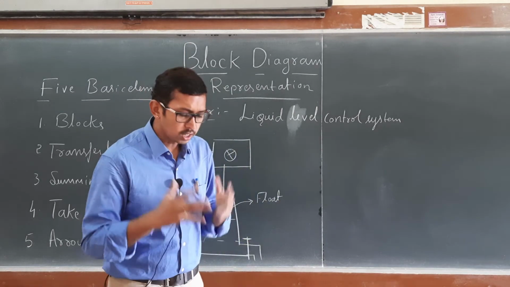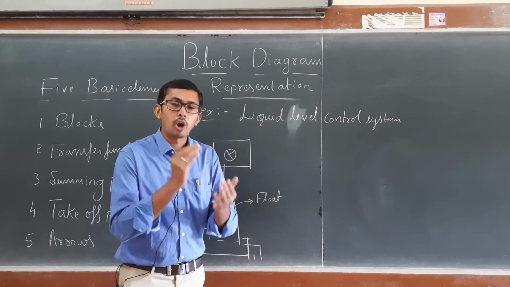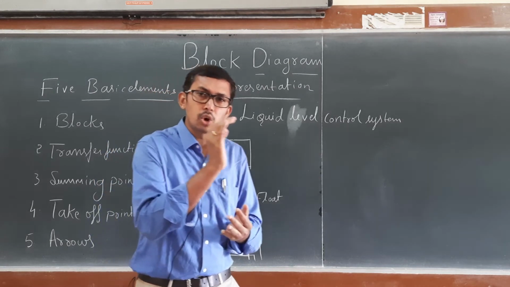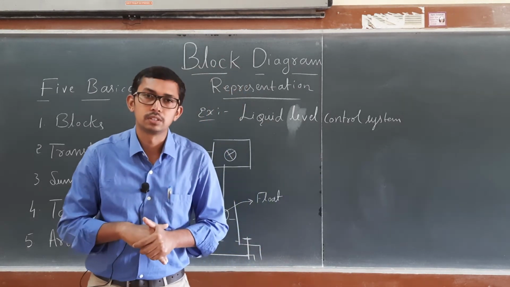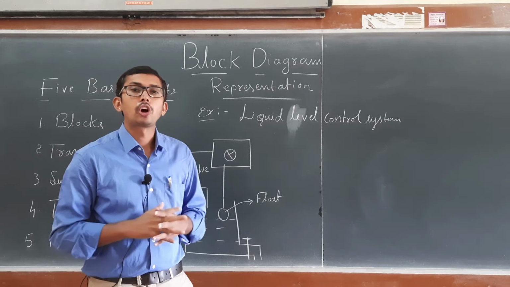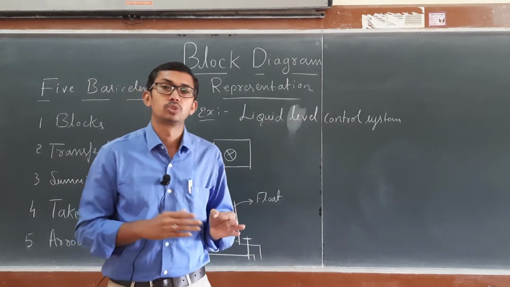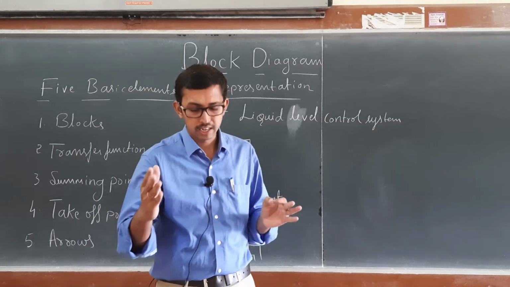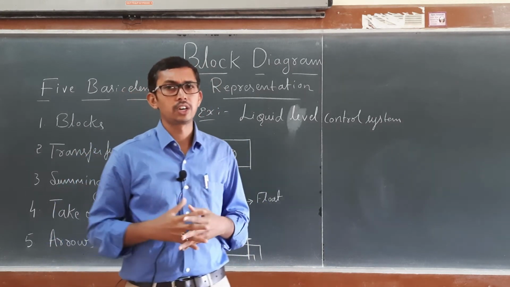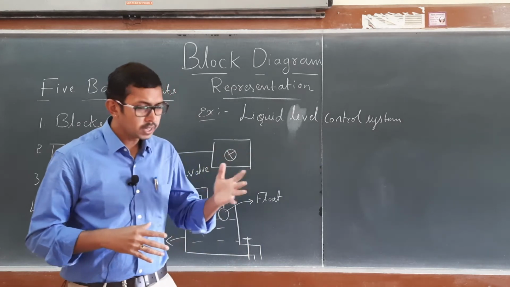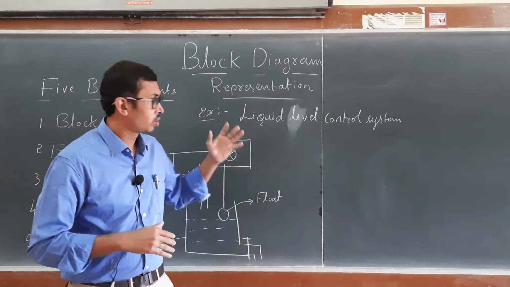So what is the meaning of block diagram? Block diagram is a pictorial representation of a given system. I will repeat once again: block diagram is a pictorial representation of a given system. So that we are going to call block diagram reduction techniques. I know it is very difficult to understand, right? So let me explain this by taking an example.